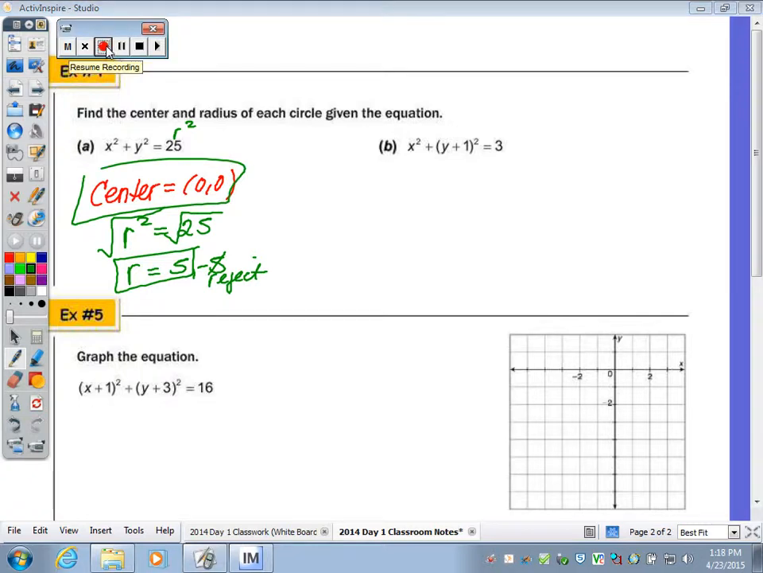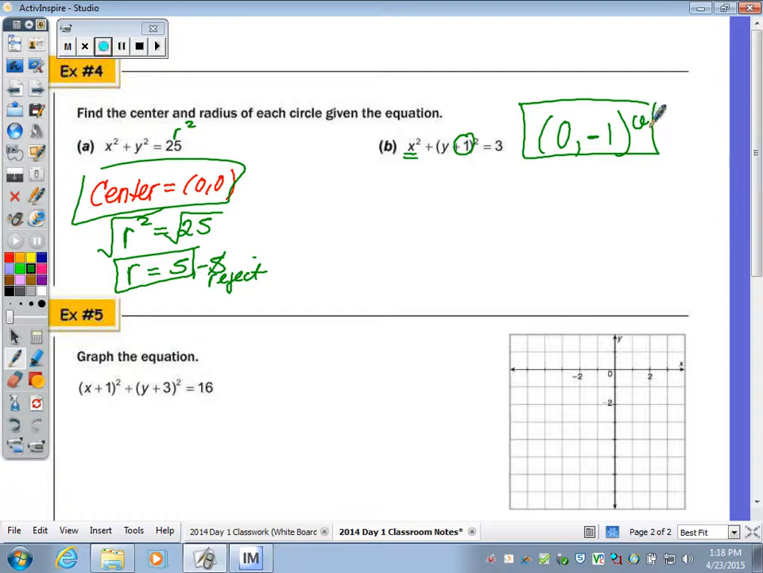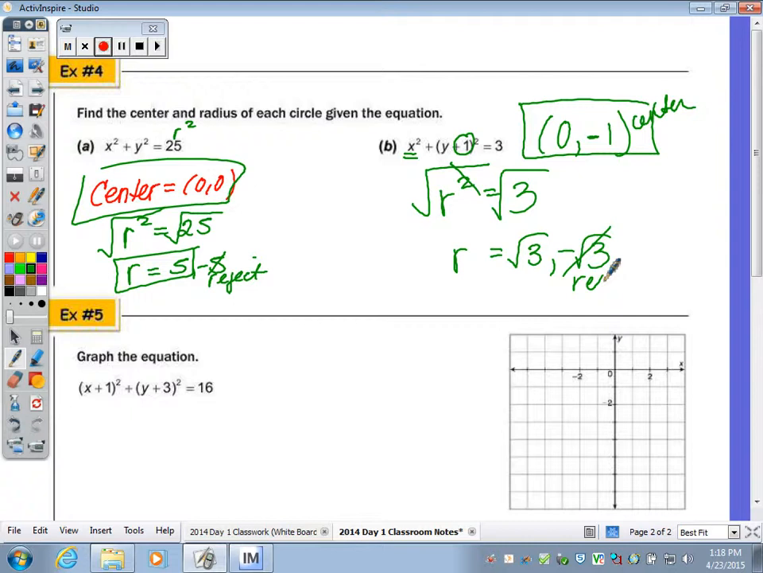So in part B, because there's no value being added or subtracted to the x squared, I know the coordinate must be 0. And again, the opposite of positive 1 is -1. So there's the center. And then the radius, once I take the square root, if it's not a perfect square, we're going to end up with a radical. So the radius is radical 3.